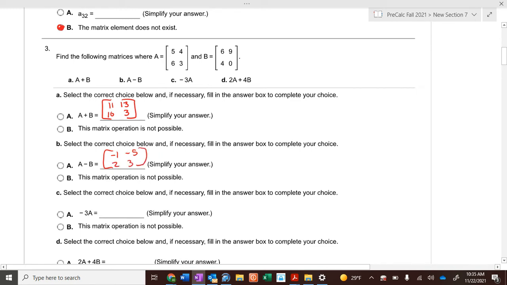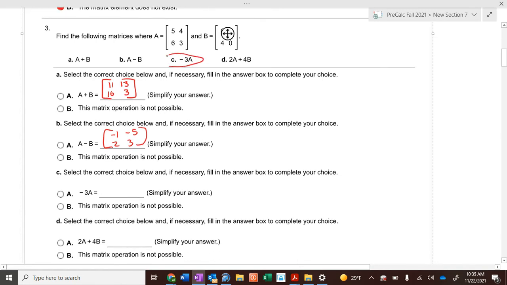Okay, easy peasy lemon squeezy. Adding, subtracting, you can handle that. -3A is taking a scalar multiple. That's what it's called, a scalar multiple times each number in the matrix. So you take -3 times each of those numbers. -3 times 5 is -15. -3 times 4 is -12, -18, and -9. Because you're taking -3 times everything in the A.